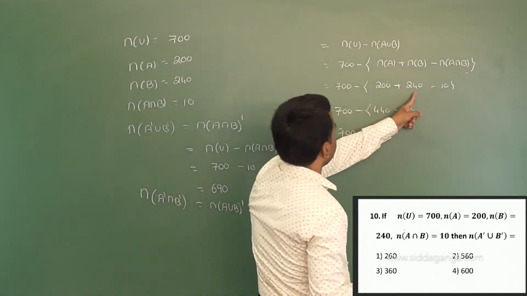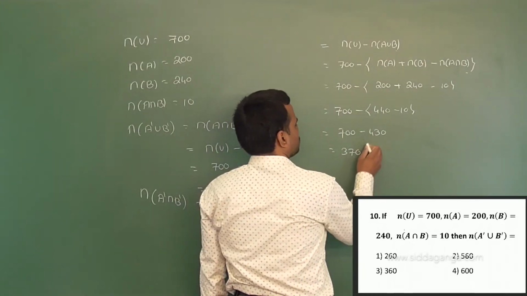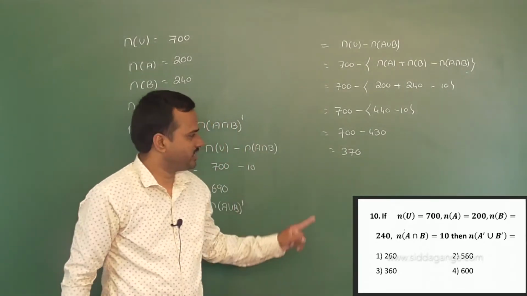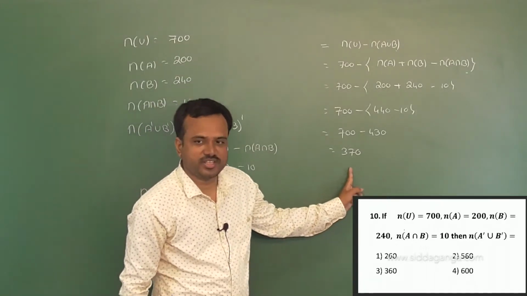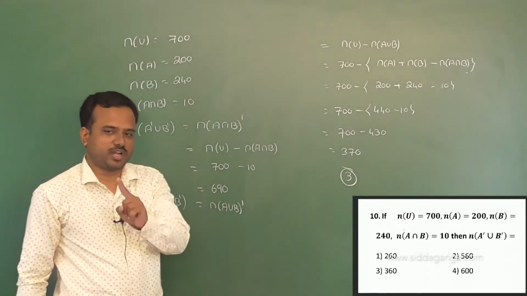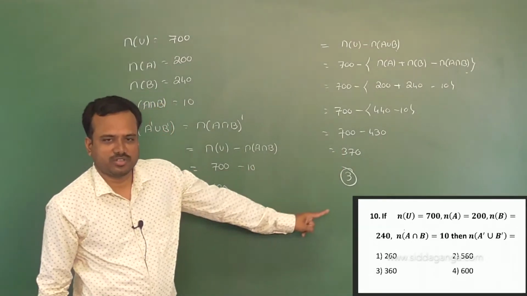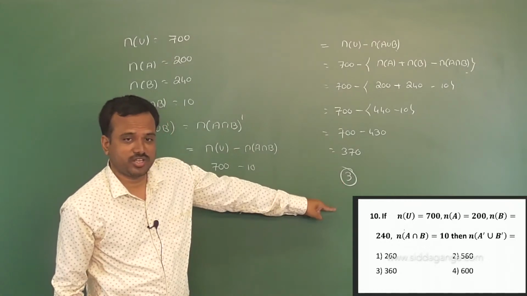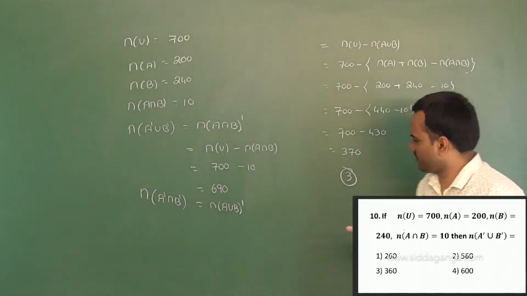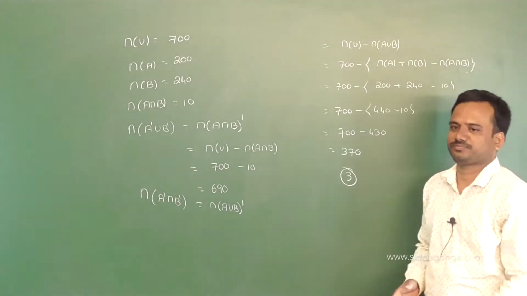So 200 and 240, 440 minus 10, 430, and 700 minus 430 is 370. I think a third option we have to correct. It is not 360, it is 370. So the option is the third one. So you have to correct it. The third option he has given is 360. It is not 360. The answer is 370. Third option. Next question.